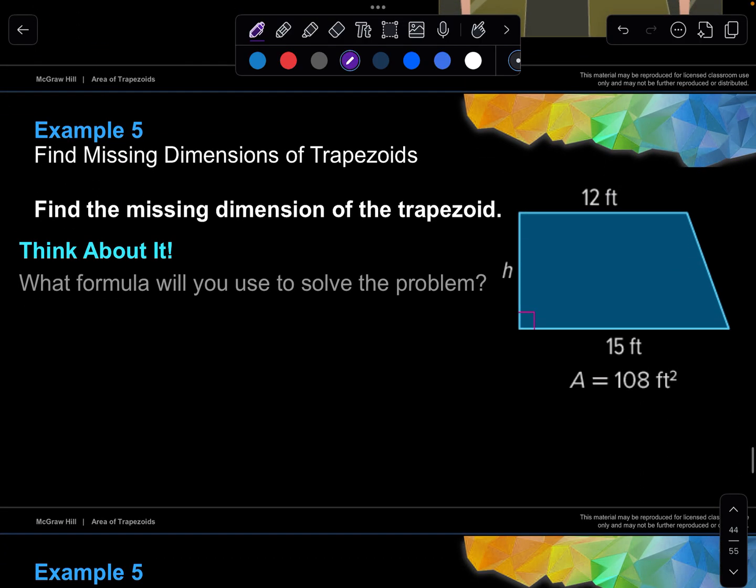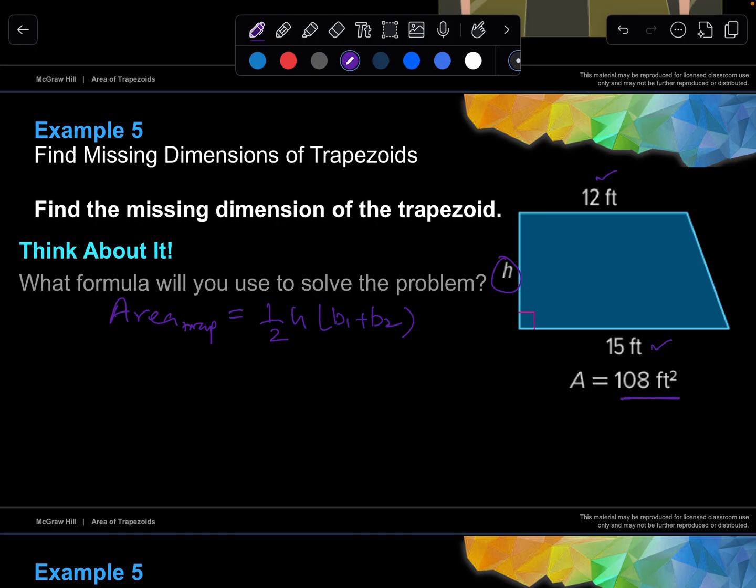All right, now we're going to put this all together to help us find the missing dimensions of a trapezoid. Okay, what formula are we going to use to solve this problem? Here you can see that I know the two bases, 12 feet and 15 feet. I do not know the height, but I know the area. So how am I going to do this? I know my area of trapezoid is equal to half h times b1 plus b2.